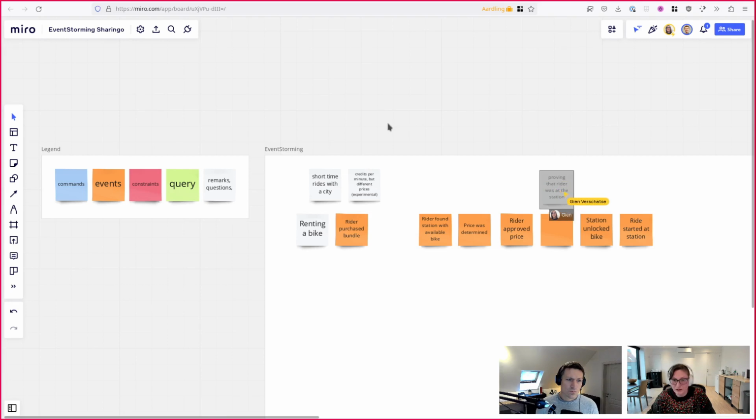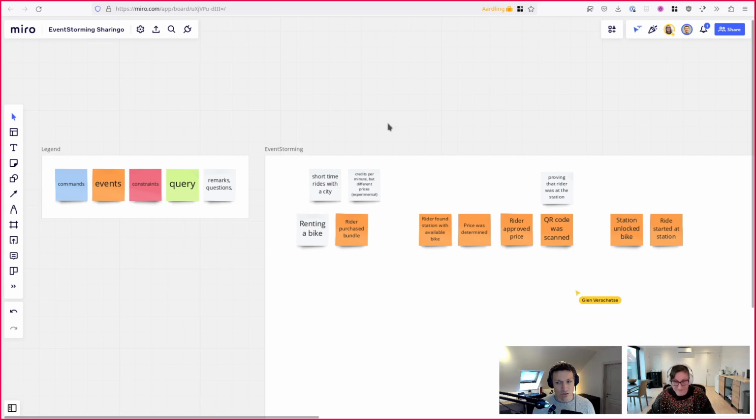And how do you do that right now? Currently every station has a display, and once you're there, you can click on a button and it generates a QR code. With the app you scan that QR code, and that's our validation that you're there. The app checks the QR code, it gets validated on the server, and then we can unlock the bike.